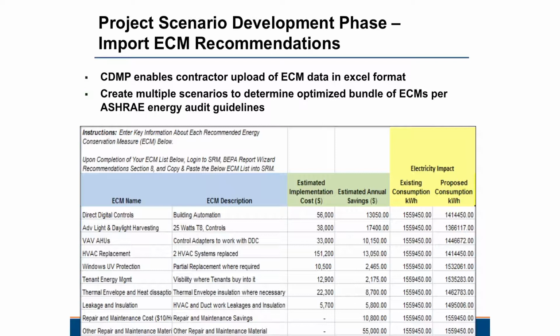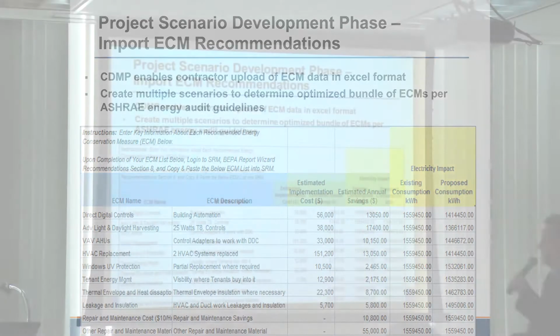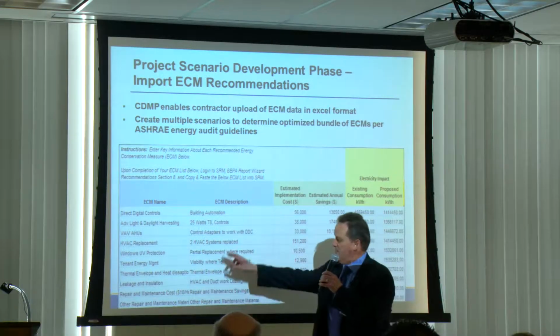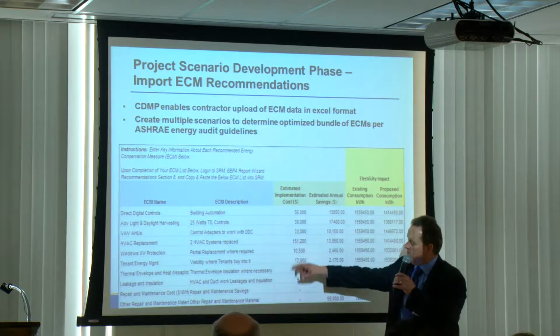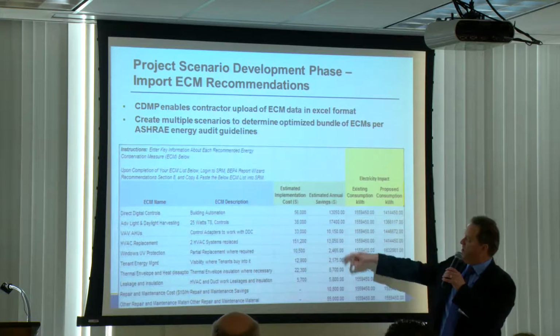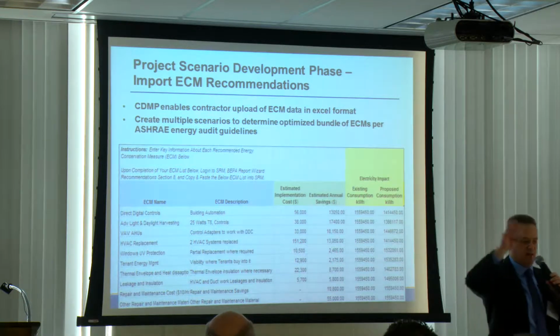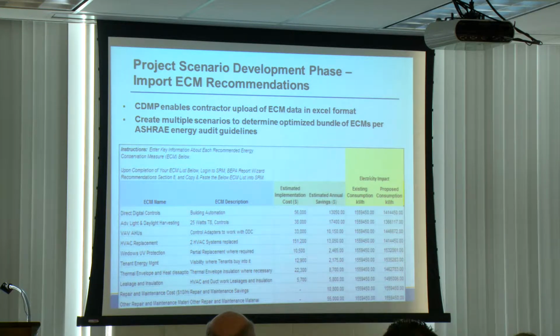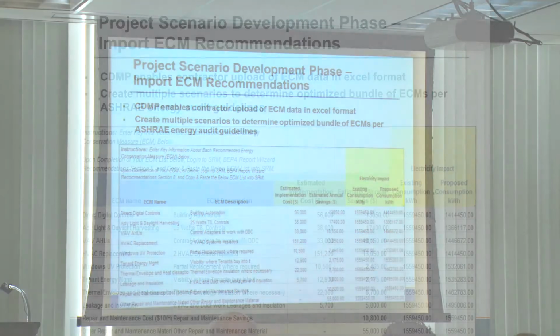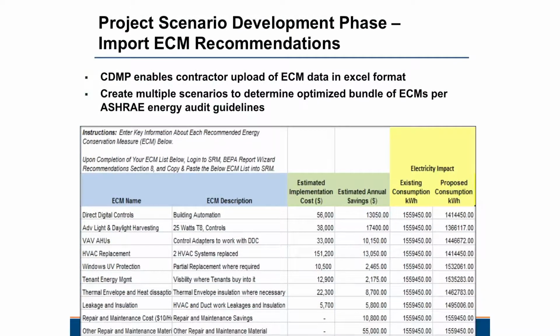Ultimately, a point we want to get to is we have, much like the upload tool for the utility bill data, an upload tool for the ECM data. This is a screenshot of it: the name of the ECM, a brief description, your estimated implementation cost, your estimated annual savings, and then the impact to the electric and the fuels, and if you have a water conservation impact, et cetera. So there's a number of those other fields.